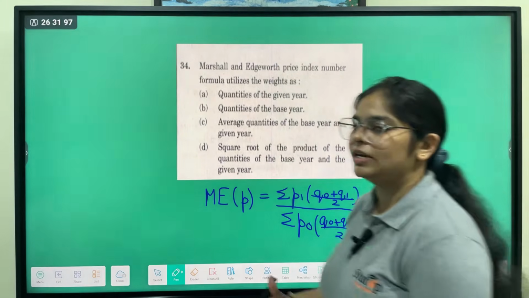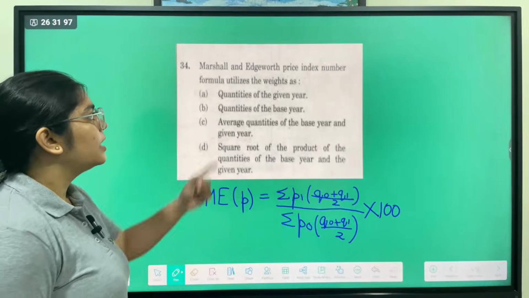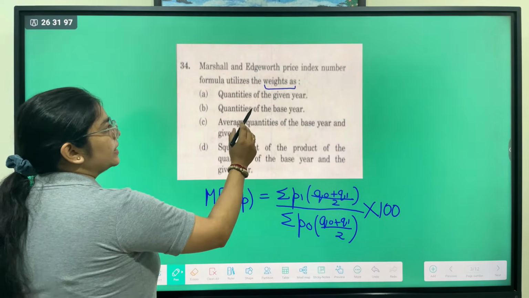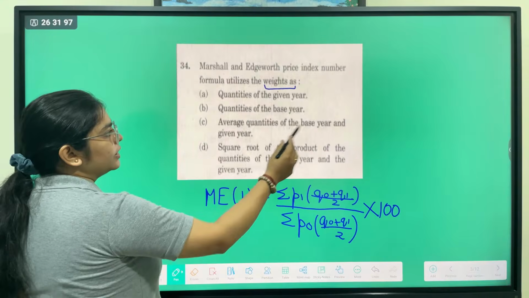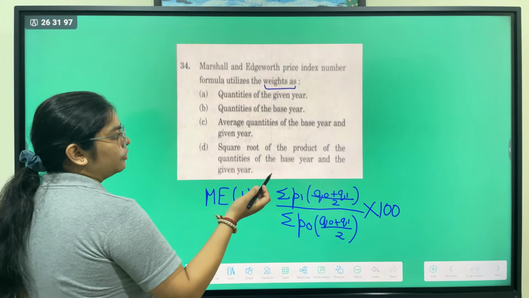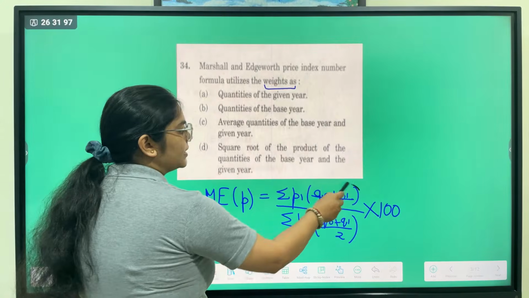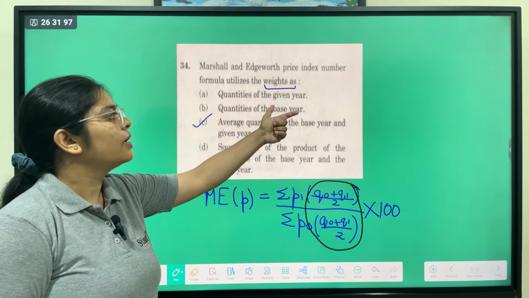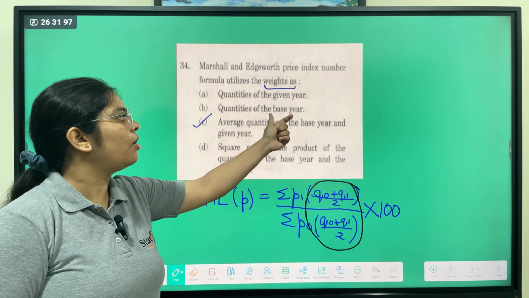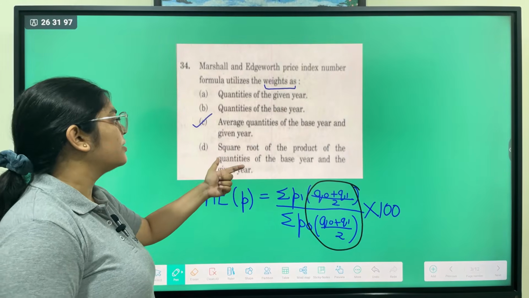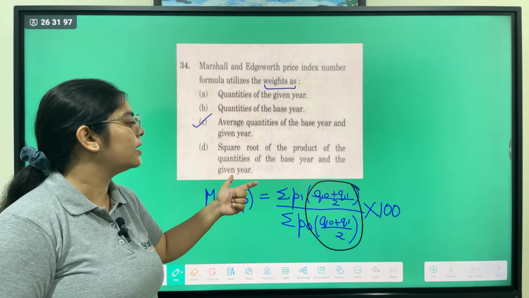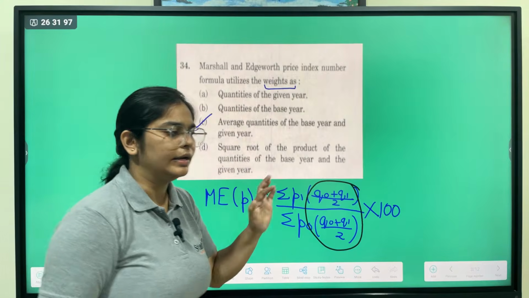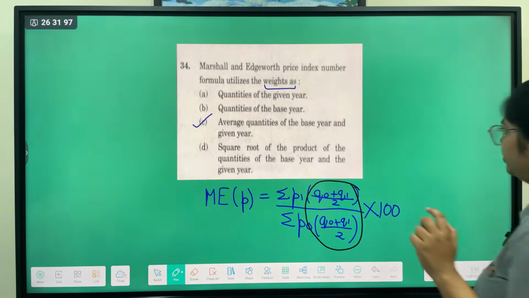So this is the Marshall Edgeworth price index, and hence they have asked us which is considered as weight in Marshall Edgeworth. Quantities of the given year, base year, average of the quantity of base year and given year, square root of the product of quantity of base year and given year. Since you all can see here, we have taken the average, so it will be the average only. Quantity of the given year is considered in Paasche, quantity of the base year is considered in Laspeyres, and square root of the product of quantity is considered in Dorbish-Bowley index number. This is how it is considered.